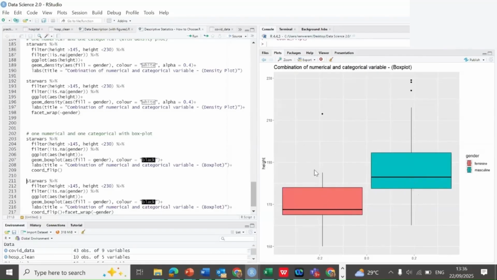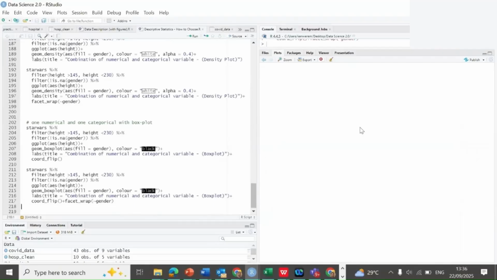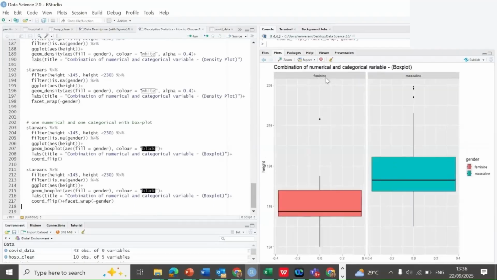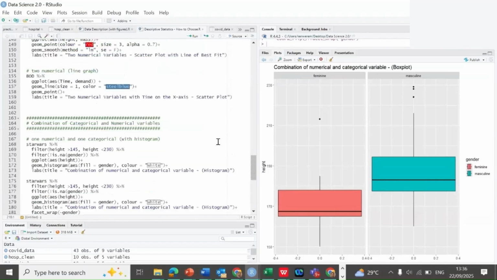So you can have the disaggregation in one graph like this, or you can have them in two different graphs. You can see this is a graph for female and this is a graph for male, and then we'll have the box plots in each of them. Okay. So this is how we represent our variables in a graph or a chart, depending on what type of variable it is.